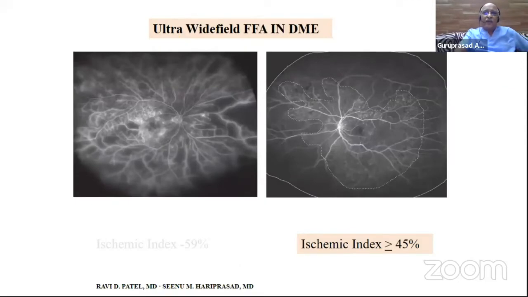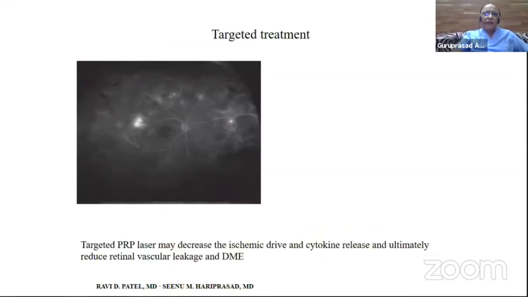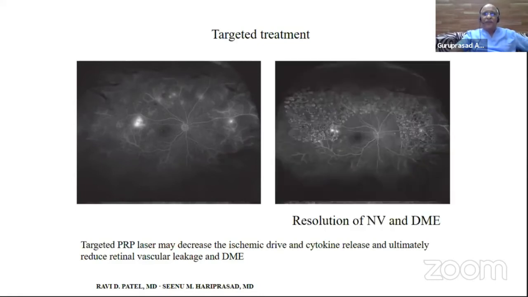And ultra wide field angiography in DME is something that we would like to definitely discuss at this point of time. Then the ischemic index is more than 45%. This incidentally is a study done by our own Indian origin Americans, Ravi Patel and Sunil Hariprasad, who said that with more than 45% ischemic index, meaning the area of the retina which is ischemic in the periphery, if that is ablated with a targeted retinal photocoagulation or a TRP instead of a PRP, that can result in stoppage of the ischemic drive and the cytokine release and the VEGF drive, and ultimately reduce retinal vascular leakage and diabetic macular edema in recalcitrant cases.